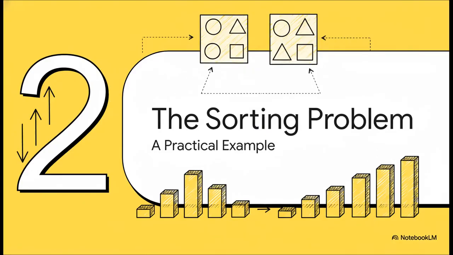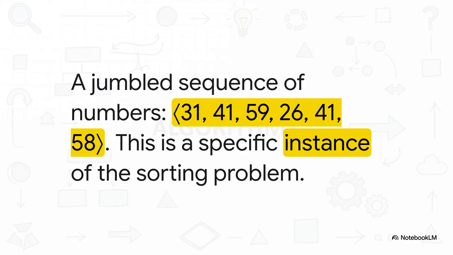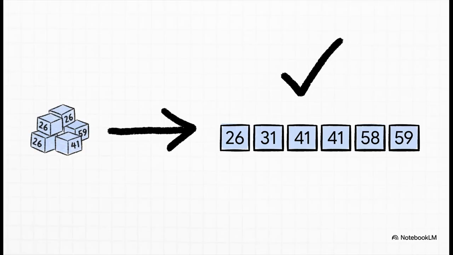Now, to make all of this feel a little less abstract, we're going to focus on one of the most common, most fundamental problems in all of computer science: sorting. Let's start with our input. Here it is, a sequence of numbers completely out of order. 31, 41, 59, you get the idea. It's just a jumbled mess. So the challenge for the computer is, how does it take this specific problem and turn it into this, a perfectly ordered, sorted list. That how part, well, that's the algorithm.